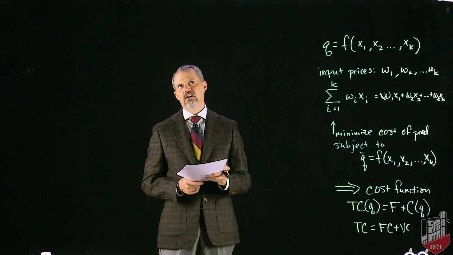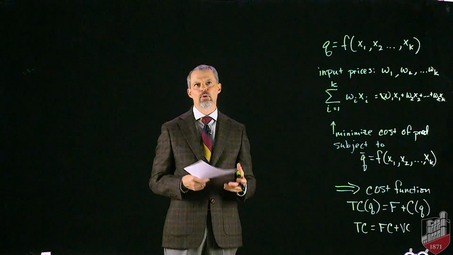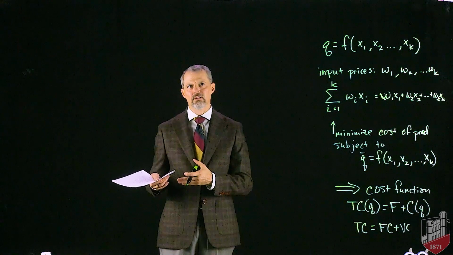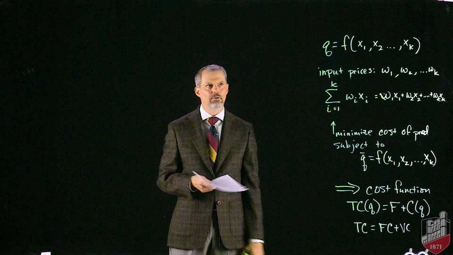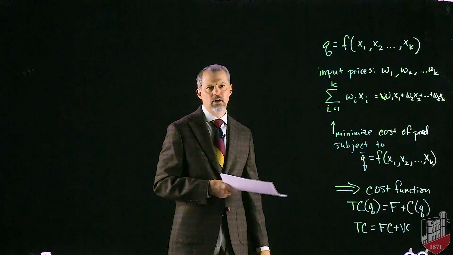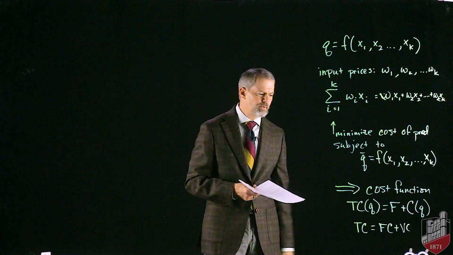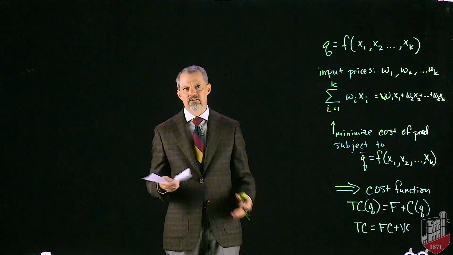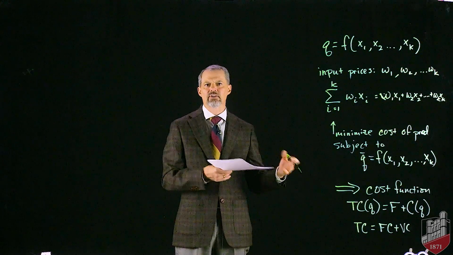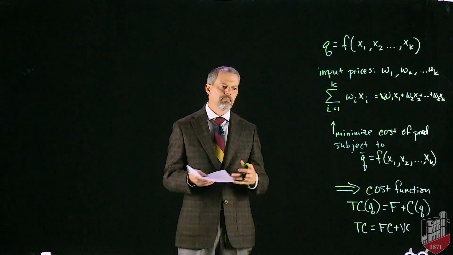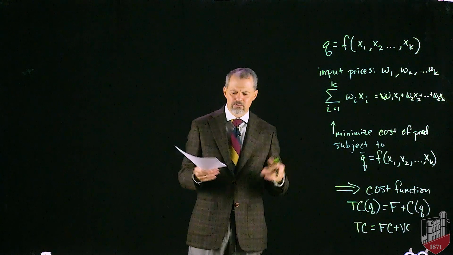So your fixed cost could be things like the rent that you have to pay for your building, or the foregone rent if you own the building. That would be a fixed cost. Or advertising that you do. That doesn't depend on the quantity of output that you produce. And then your variable cost is going to be things like raw materials and labor and other inputs, electricity, things like that.